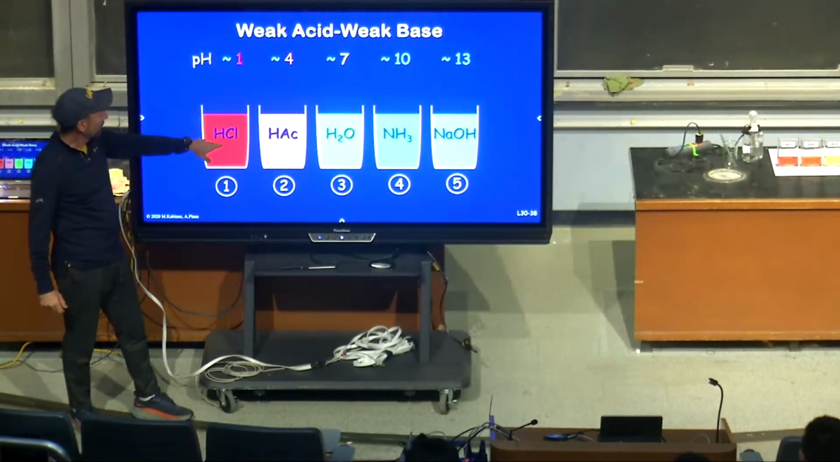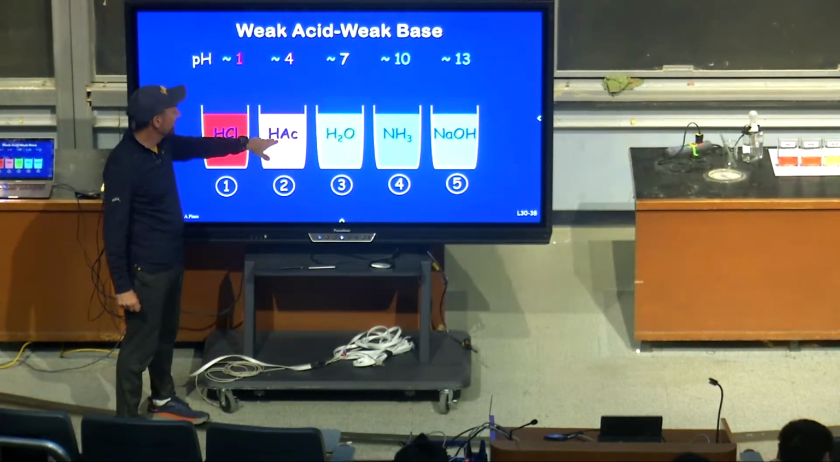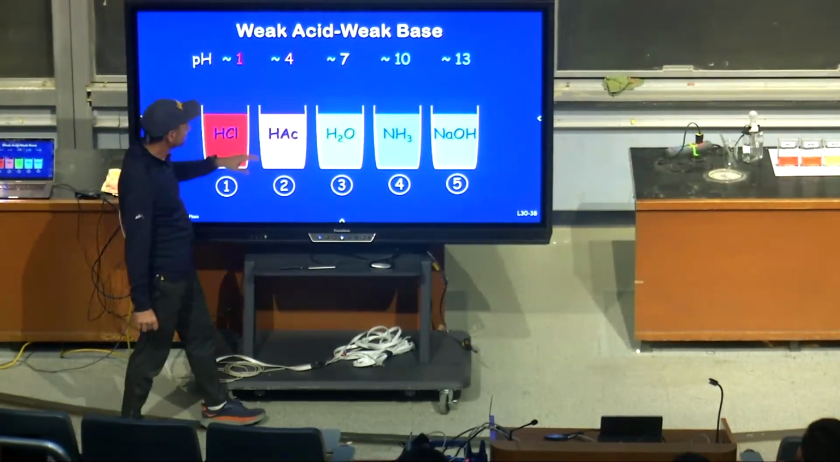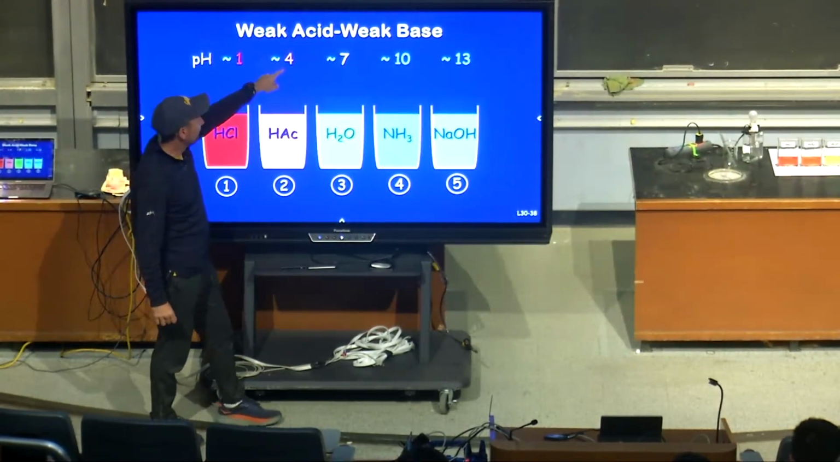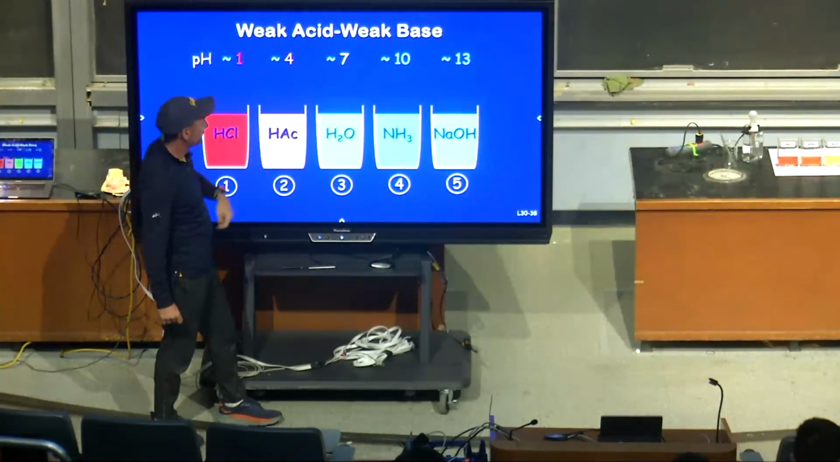So every mole of HCl you put in solution gives you a mole of H pluses. Here, every mole of HAc you put in does not give you a mole of H pluses. Just a few of them dissociate. So that pH is higher, fewer H pluses in solution.